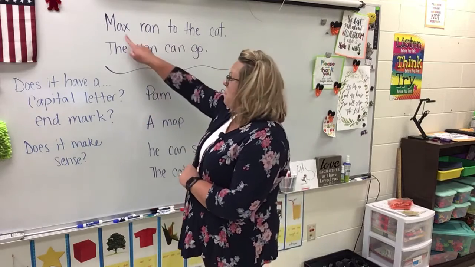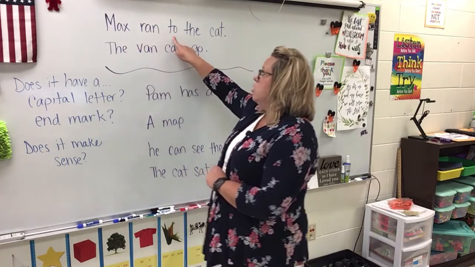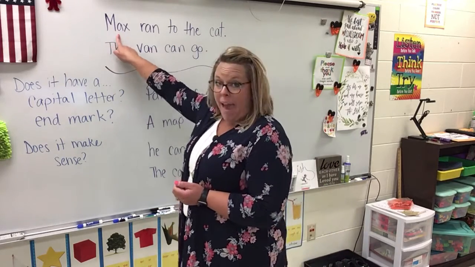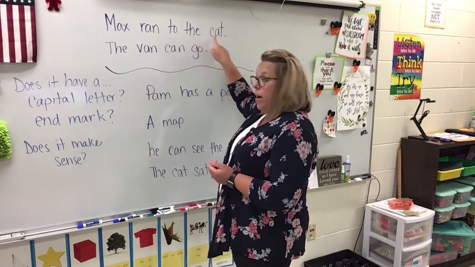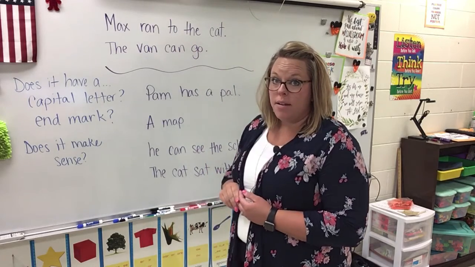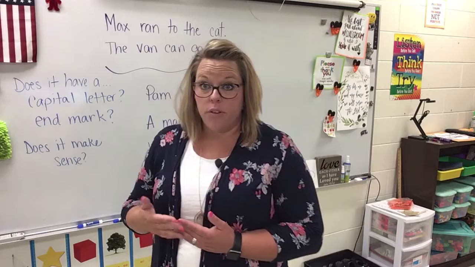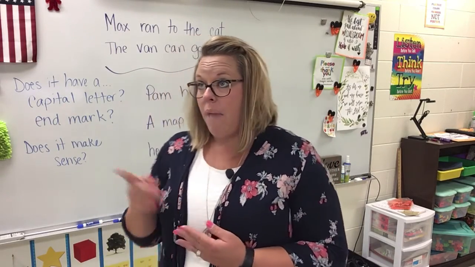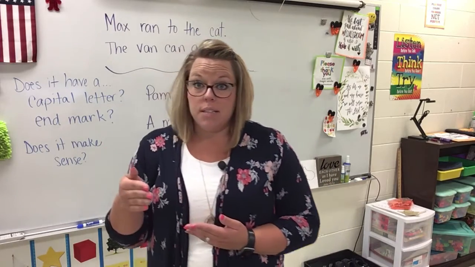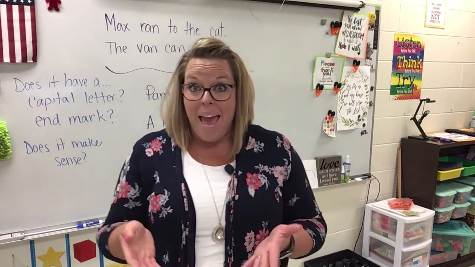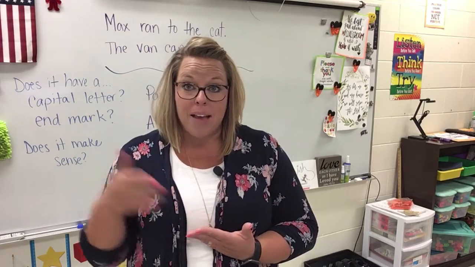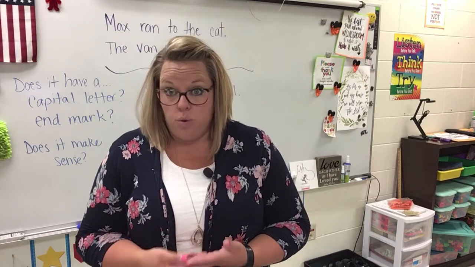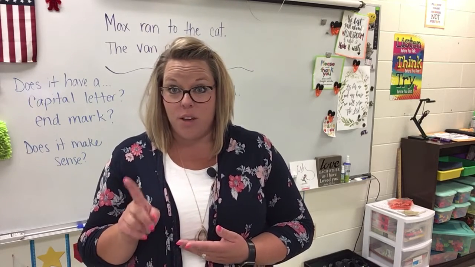Let's look at the first one. Max ran to the cat. You read the sentence. Max ran to the cat. Okay, now we have to check our sentence for a few things. Does it make sense? Is it a full sentence? Max ran to the cat. Who is the sentence talking about? It's talking about Max. And what are we saying about Max? Max ran. And where did he run, or to whom did he run? Max ran to the cat. Okay, so we know that it's good that way.